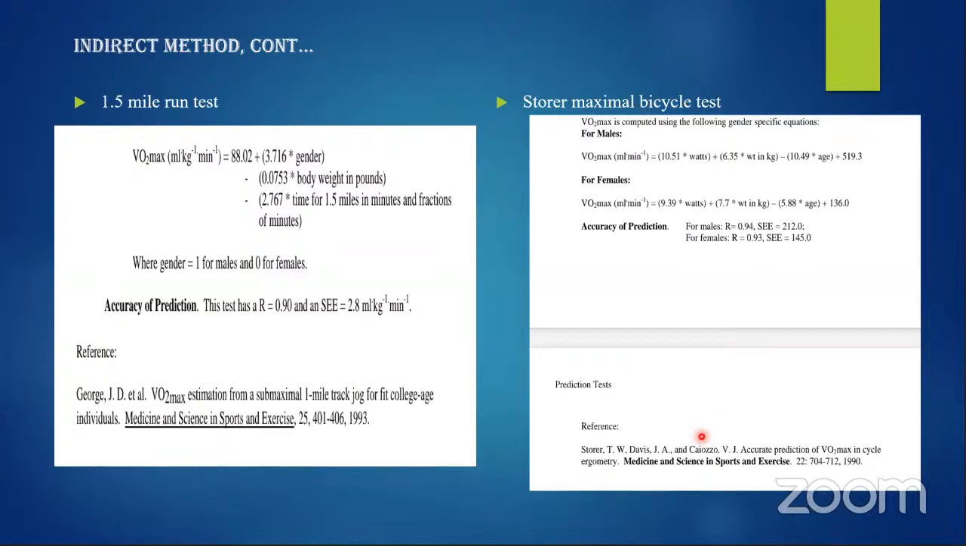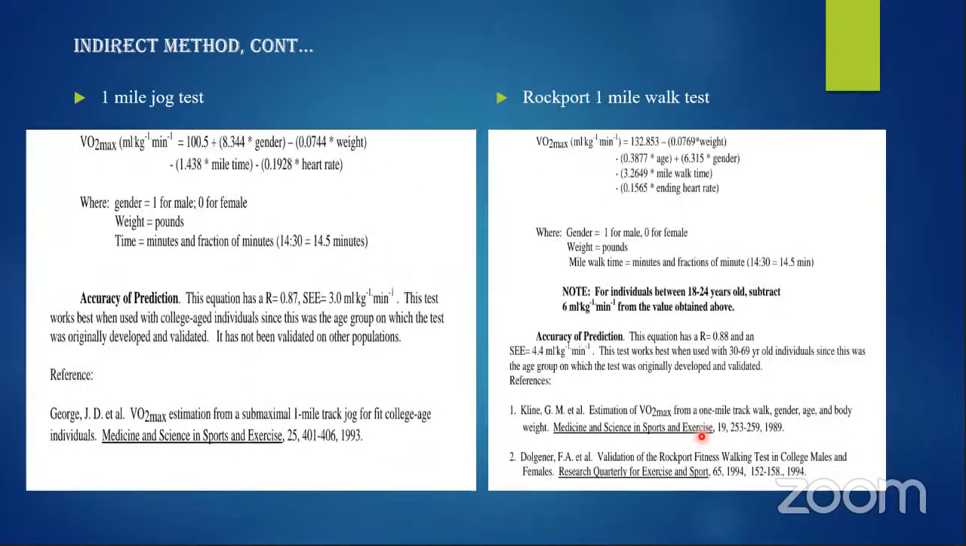Next comes the 1 mile jog test. Here the formula is 100.5 plus 8.344 multiplied by gender, 1 for male and 0 for female, minus 0.0744 multiplied by weight, minus 1.438 multiplied by mile time, minus 0.1928 multiplied by heart rate. The reliability of this test is 0.87 and this is my reference article for this formula.